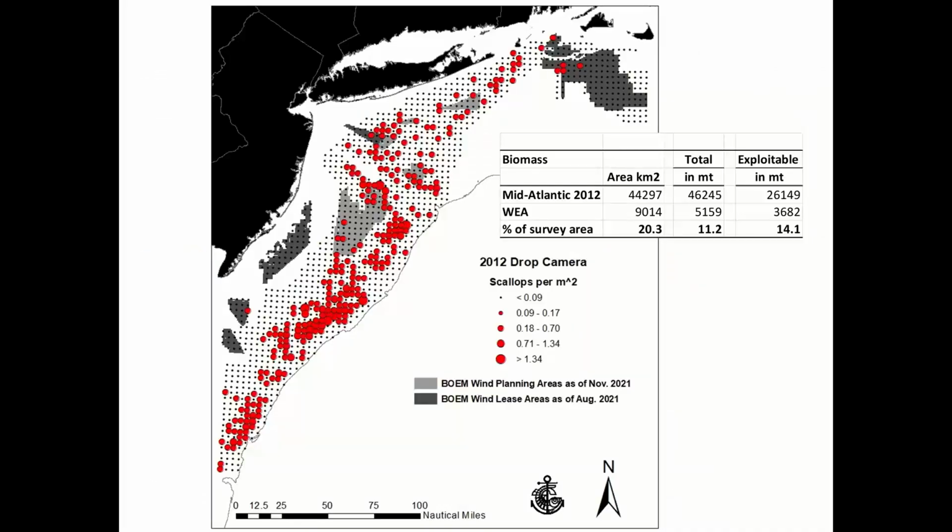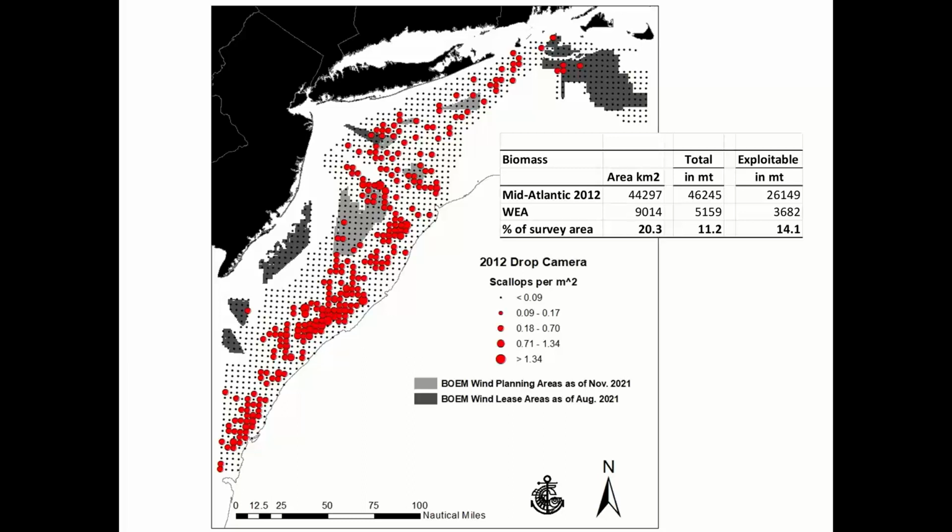And for the management plans, for the assessments, we have to take these numbers and turn them into biomass by area. And you can also do the same thing with the proposed wind farm plans. So in this example, the last time we completely surveyed all the wind farm area was in 2012, which is a while ago. We have been trying to redo this, but so far have been unable to secure the funds. But in this example, you can see the distribution of sea scallops.